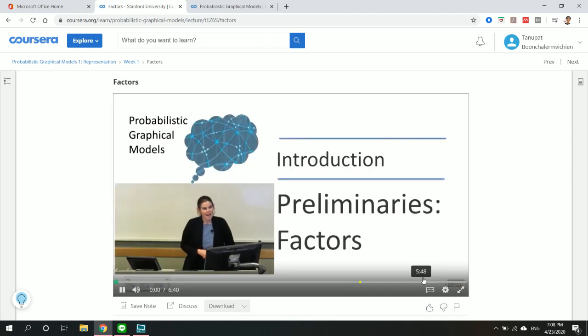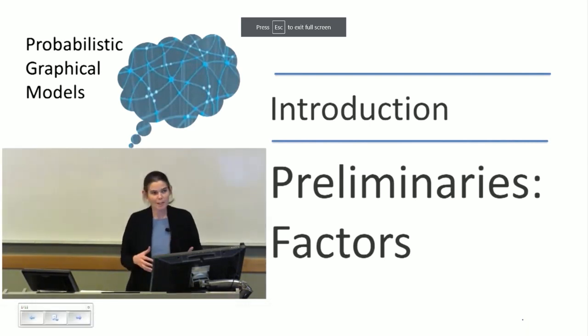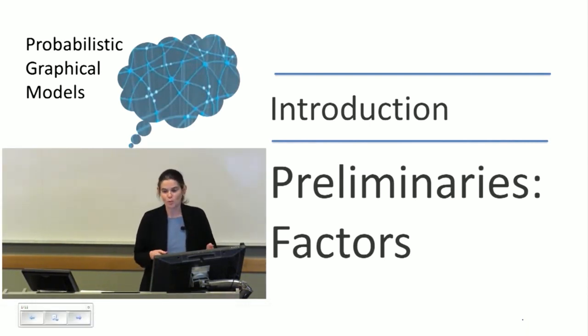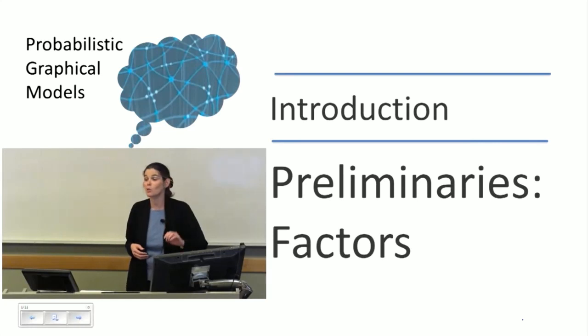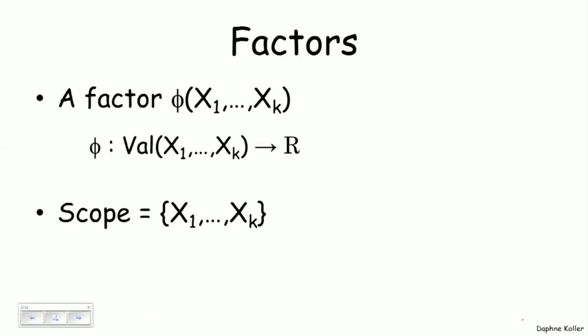A critical building block in a lot of what we'll do, both in terms of defining probability distributions and in terms of manipulating them for inference, is the notion of a factor. So let's define what a factor is and the kinds of operations that you can do on factors. A factor really is a function or a table.